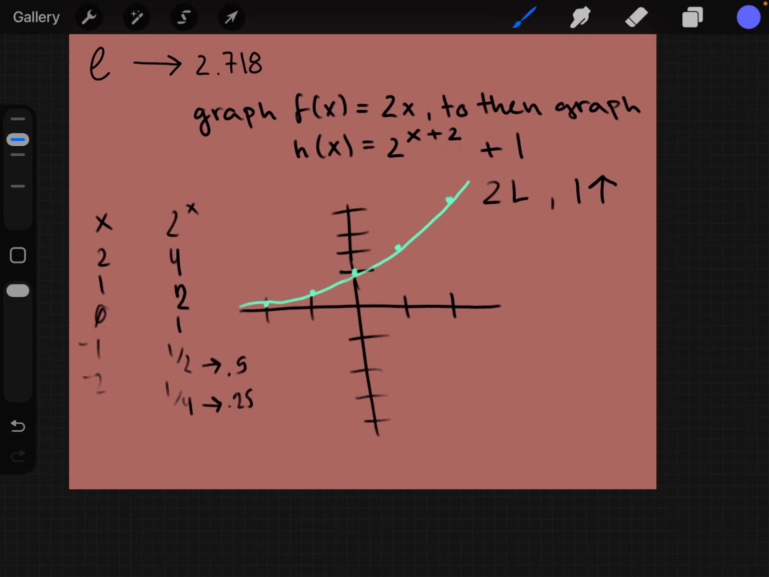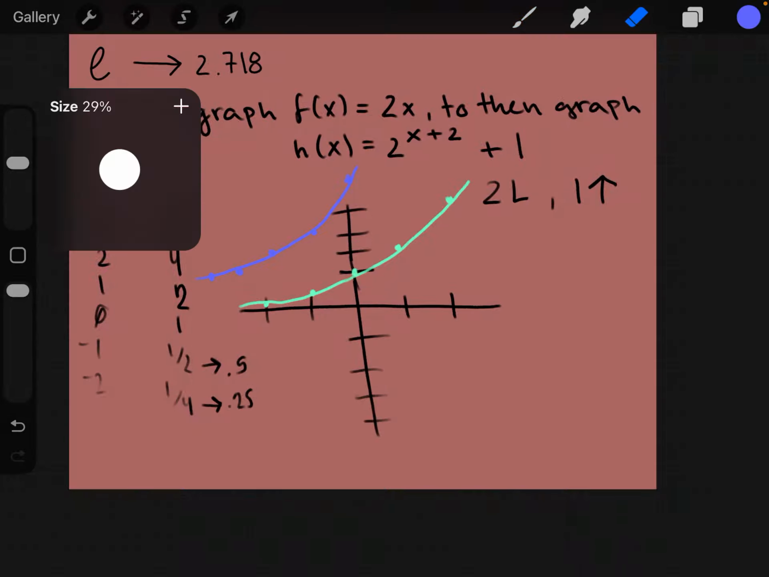Okay, so let's do that again. 2 to the left. 1, 2, 1 up. 1, 2, 1 up. 1, 2. Okay. Now the graph is right. So, that is that one.